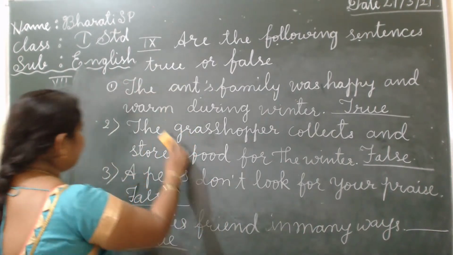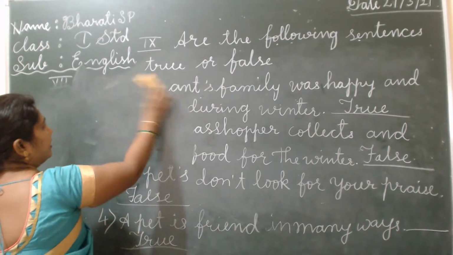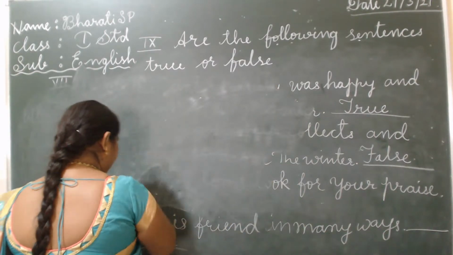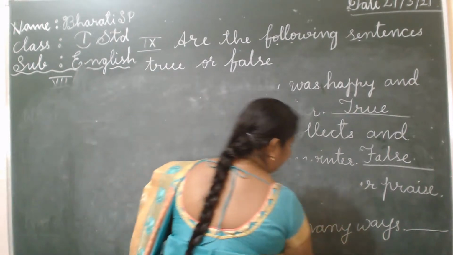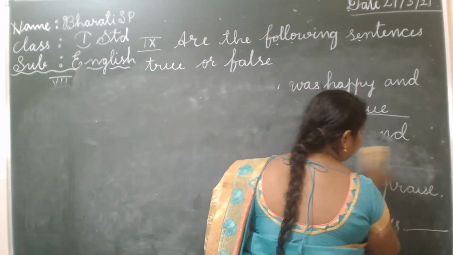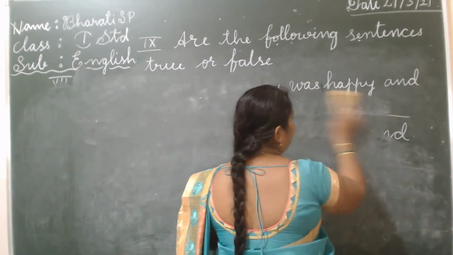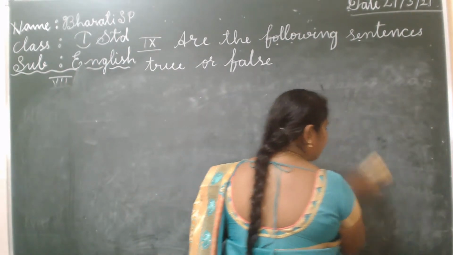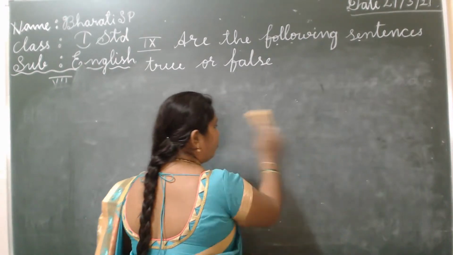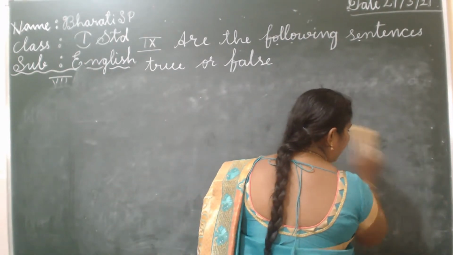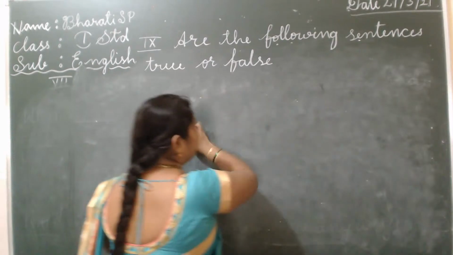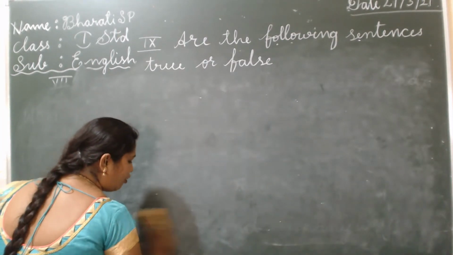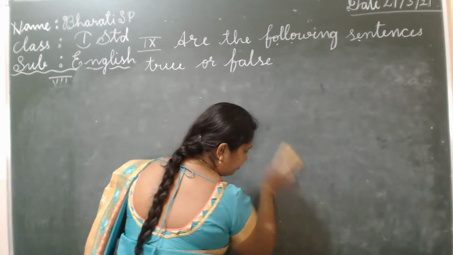Do you understand, children? Next, here are some other examples, some other true or false statements. Think about whether the statement is true or false, children. Before thinking or reading, don't try to write false or true.